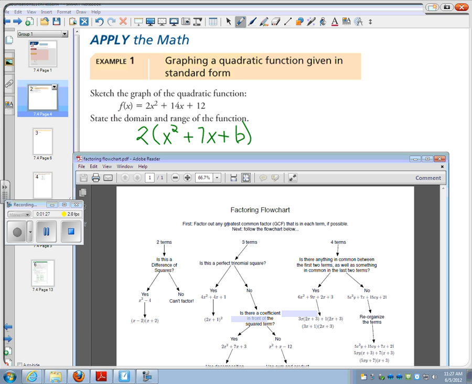Now it says, does this have 2 terms? Does it have 3 terms? Or does this have 4 terms? And I can see that this has 3 terms. Is it a perfect trinomial square? So in the brackets, x squared is a perfect square. That's what I'm looking for. And I'm looking at whether this last number is a perfect square, and then whether the middle number is twice the square root of that perfect square.